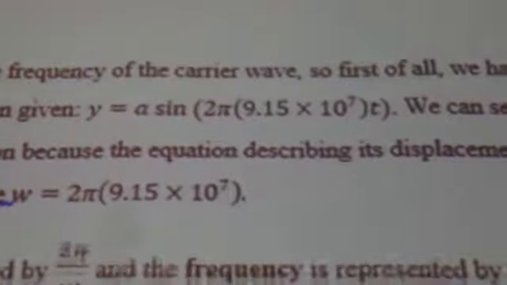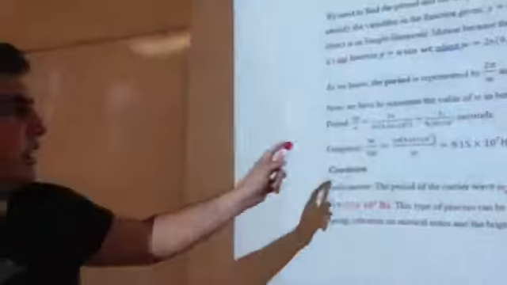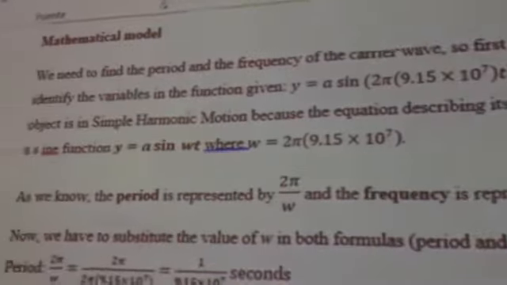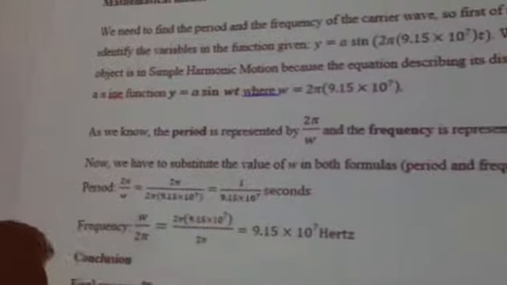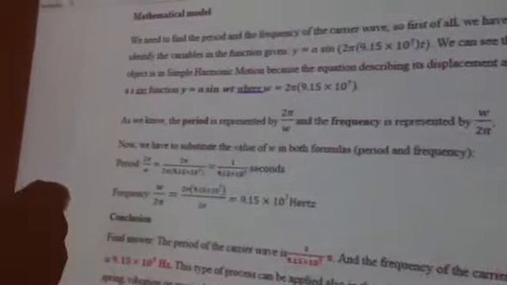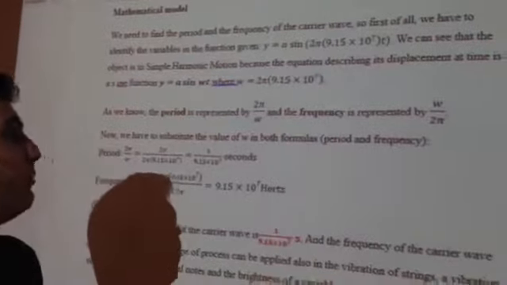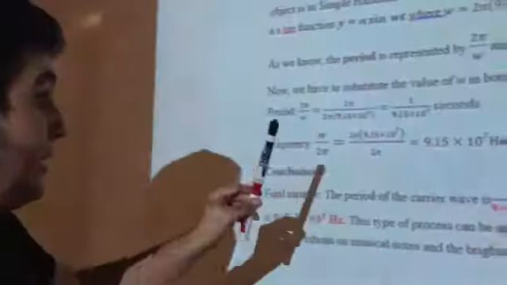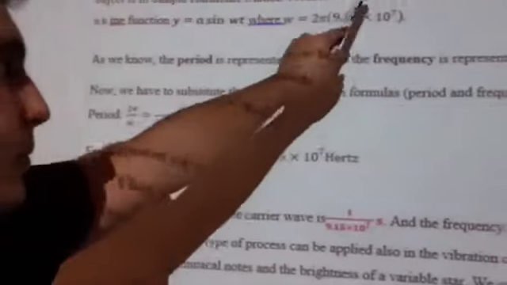And with this function, we can see that the object is in simple harmonic motion, because of the equation describing its displacement at time t, the function we have. And as we know, we have two formulas. The period, that is represented by 2π over ω, and the frequency, that is represented by ω over 2π.